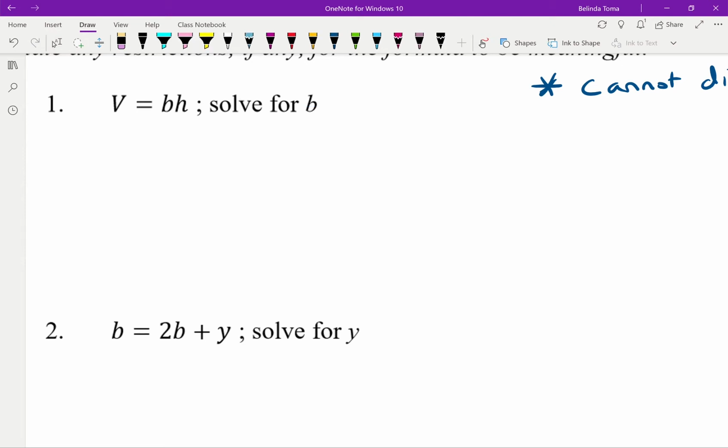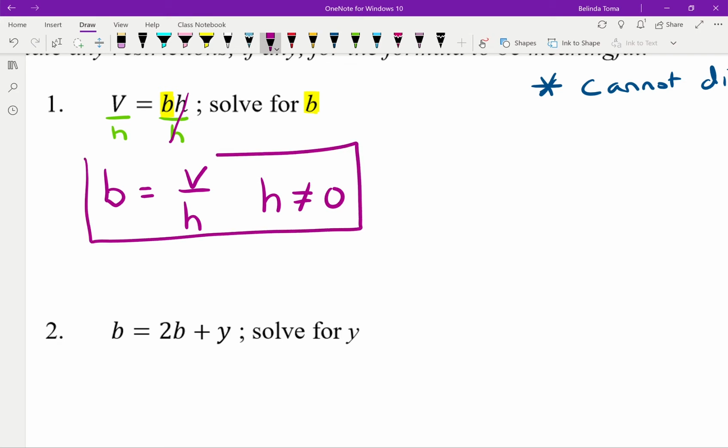So here, what we want to notice is that we have b times h. We want to undo that multiplication, so we're going to divide both sides by h. That's going to allow us to cancel out the h's, and we're going to be left with our variable that we're solving for, set equal to v over h. Now remember, we said we can't divide by 0, and here we end up with a variable in the denominator. So what we're going to say is h can't equal 0. So we have not only solved for the variable asked, but we've also given the restriction.